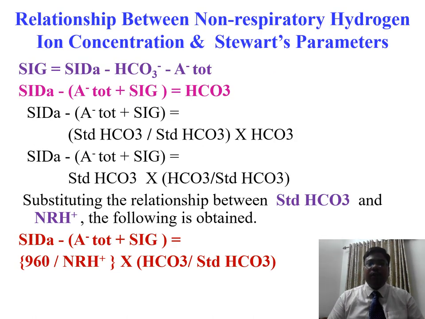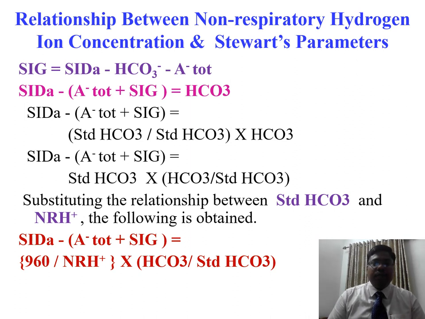So the relationship between non-respiratory hydrogen ion concentration and Stewart's parameter. Strong ion gap is equal to apparent strong ion difference minus bicarbonate minus ATOT. So bicarbonate plus ATOT denotes effective strong ion difference. So strong ion gap is equal to apparent strong ion difference minus effective strong ion difference.